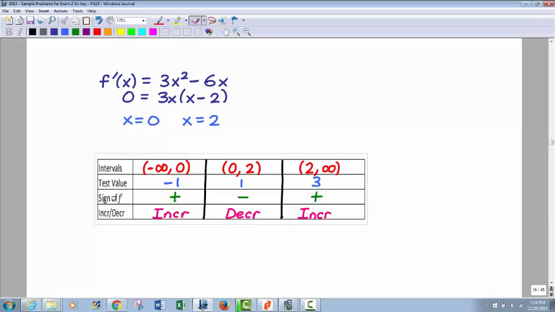Plug them into the derivative, the sign of f prime. When you put negative 1 in there, you'll get a negative number. When you put 1 in there, you'll get positive, and when you put 3 or anything larger than 2, positive. So it goes positive, negative, positive. So we have increase, decrease, increase.